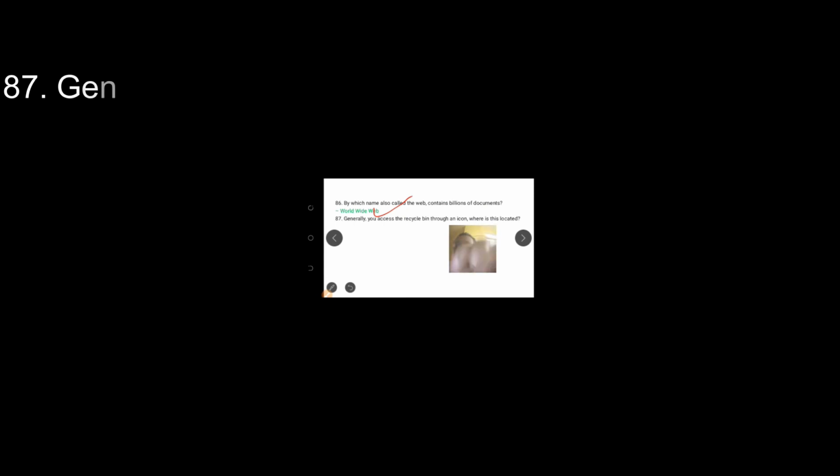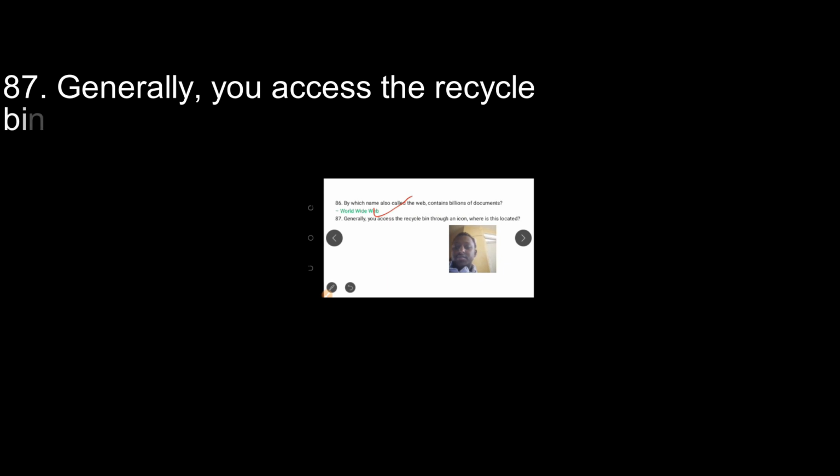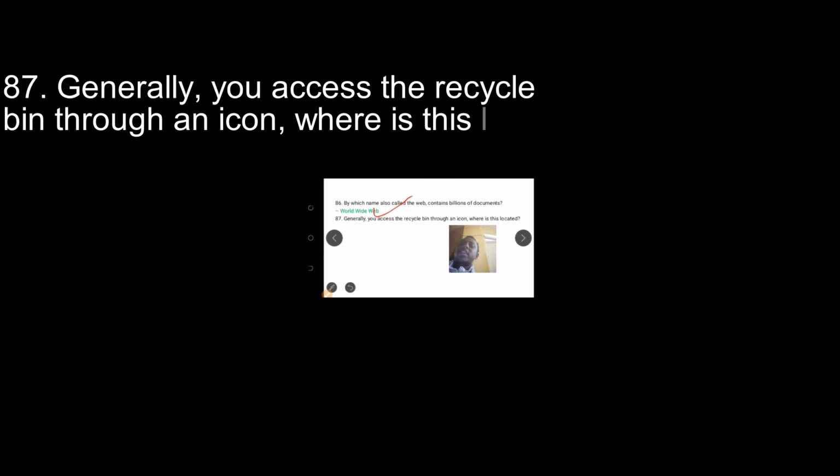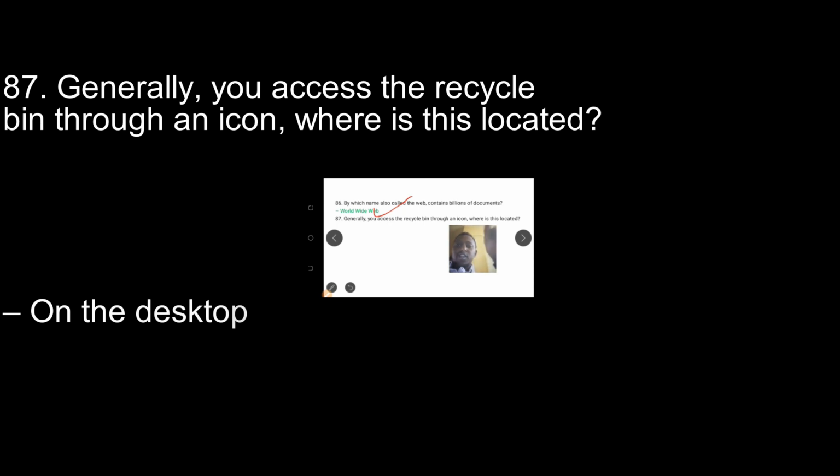Generally, you access the recycle bin through an icon. Where is this recycle bin icon located? When the files, programs, or any document that you have deleted, except permanently deleted ones, are stored under the recycle bin. So when you want to restore a deleted file, you should know the location of the recycle bin icon. The recycle bin icon is located on the desktop.